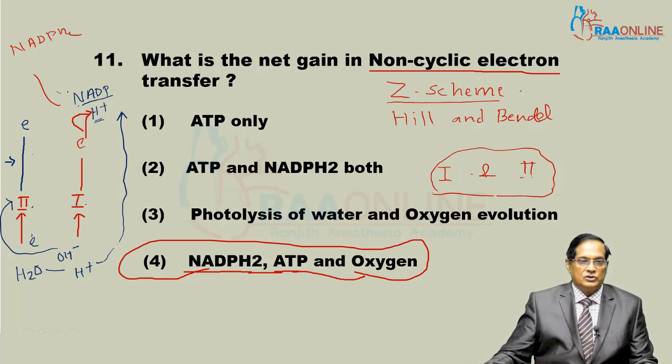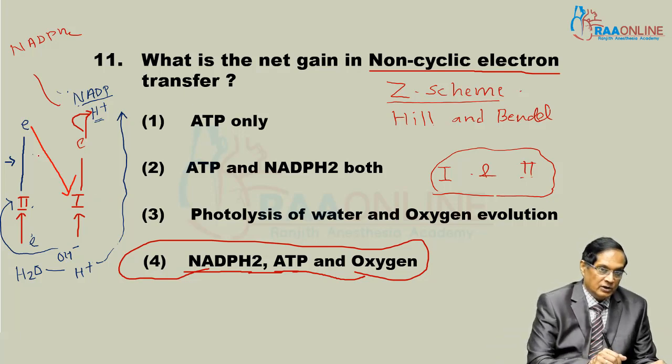Now, the electrons of pigment system 1 are utilized in the formation of NADPH2. Then there is a loss of electron, which is fulfilled by the electron of pigment system number 2. So this electron is now taken up by pigment system number 1. This type of electron transfer is non-cyclic electron transfer, and during this electron transfer ATPs are also formed, ATP synthesis also takes place.